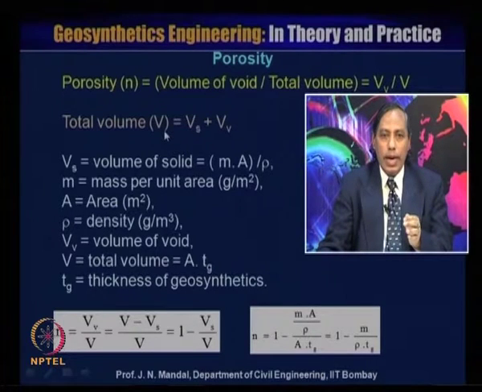A is the area and Tg is the thickness of the geomembrane. So, you can write N is equal to Vb by V, that means (V minus Vs) by V, that means 1 minus Vs by V. Here Vs is equal to m into A by rho, divided by V, where V is equal to A into Tg. So, we can have N is equal to 1 minus m by (rho into Tg).